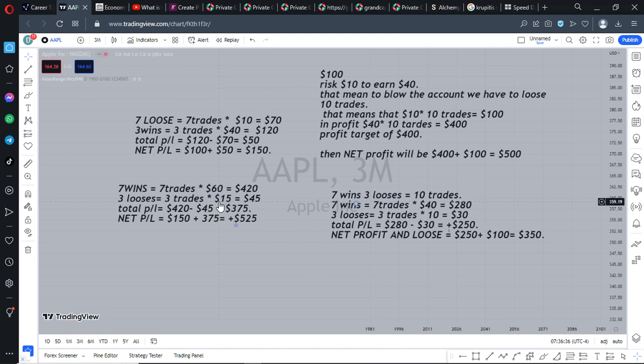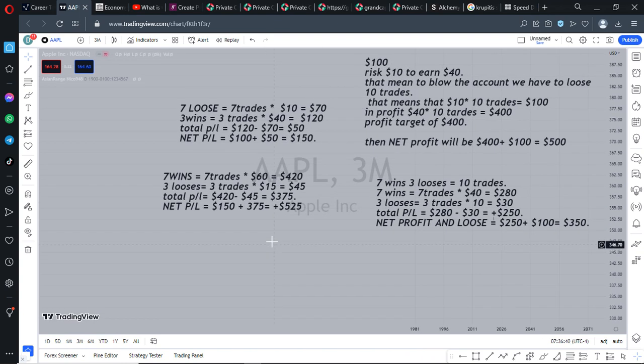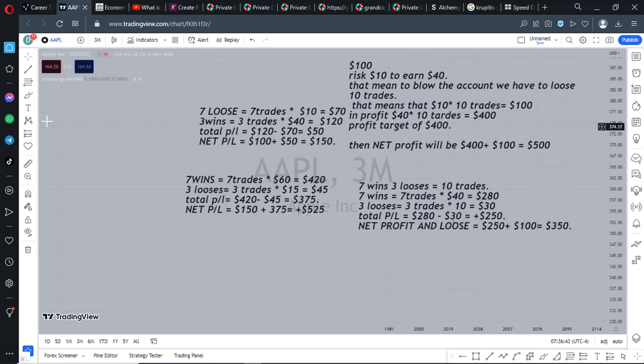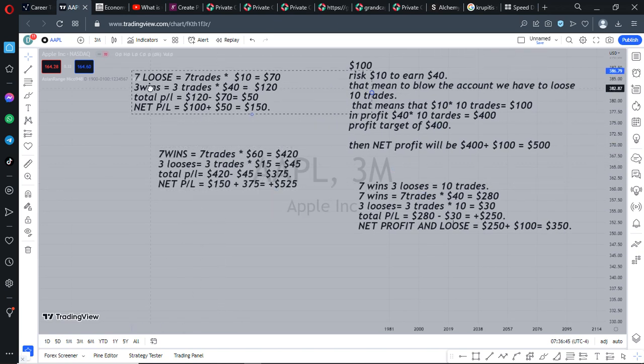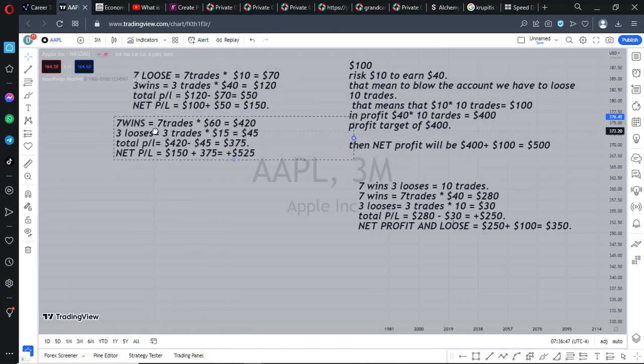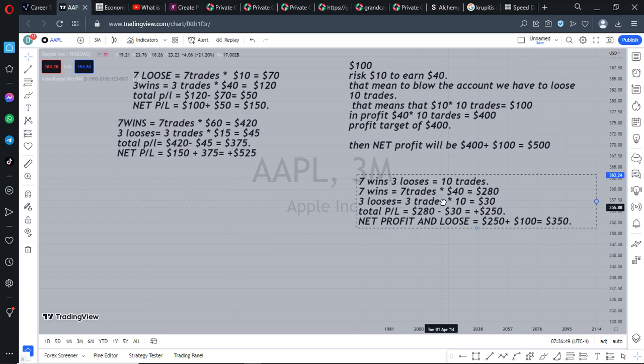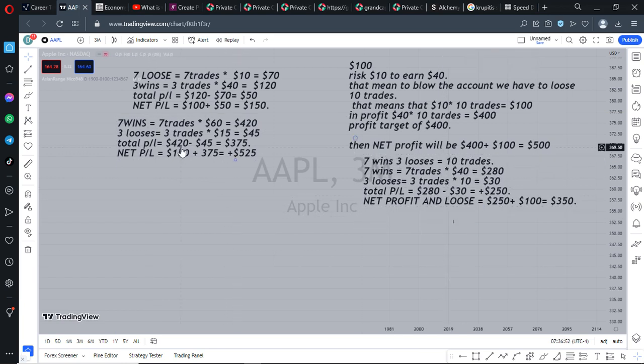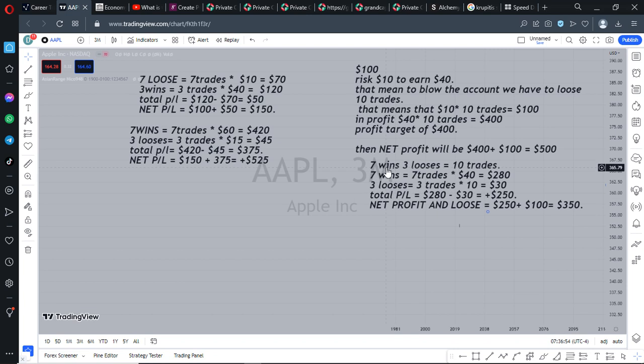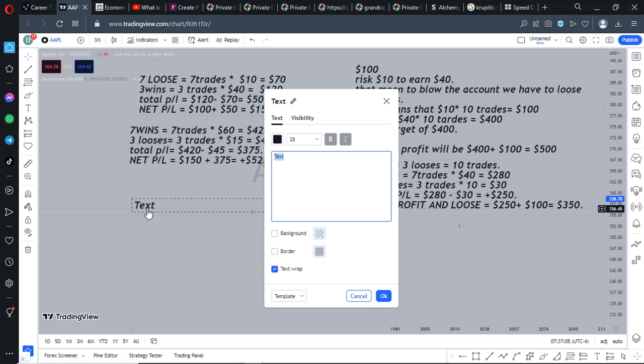All right, you will always maintain a trading account. So let's do the last one to end the session. We will do 7 losses on a $150 account, and then 3 wins on a $150 account. Right, so we do it now, and right here we put a text. So we talk about 7 losses on a $150 account.